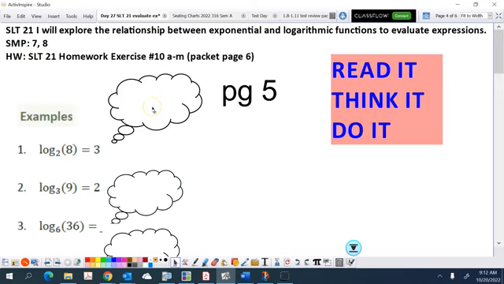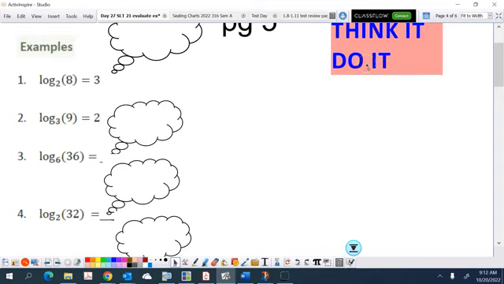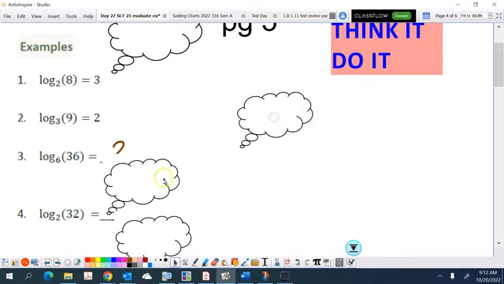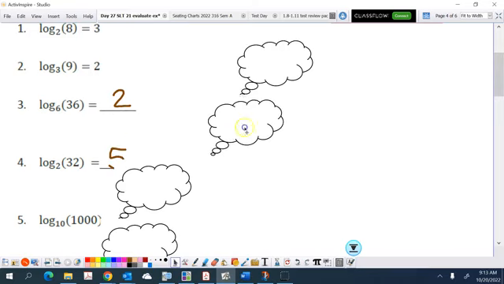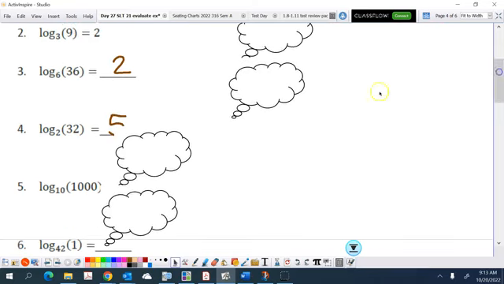2 raised to what power? Log base 2 of 8. 2 raised to what power equals 8? The answer is 3. Log base 3 of 9. 3 squared equals 9. Log base 6 of 36 says I need to take 6 to the second power. Remember, your answer is always an exponent. Log base 2 of 32. 2 raised to what power is 32? That's 2 to the 5th power. Answer for 4, exponent 5.